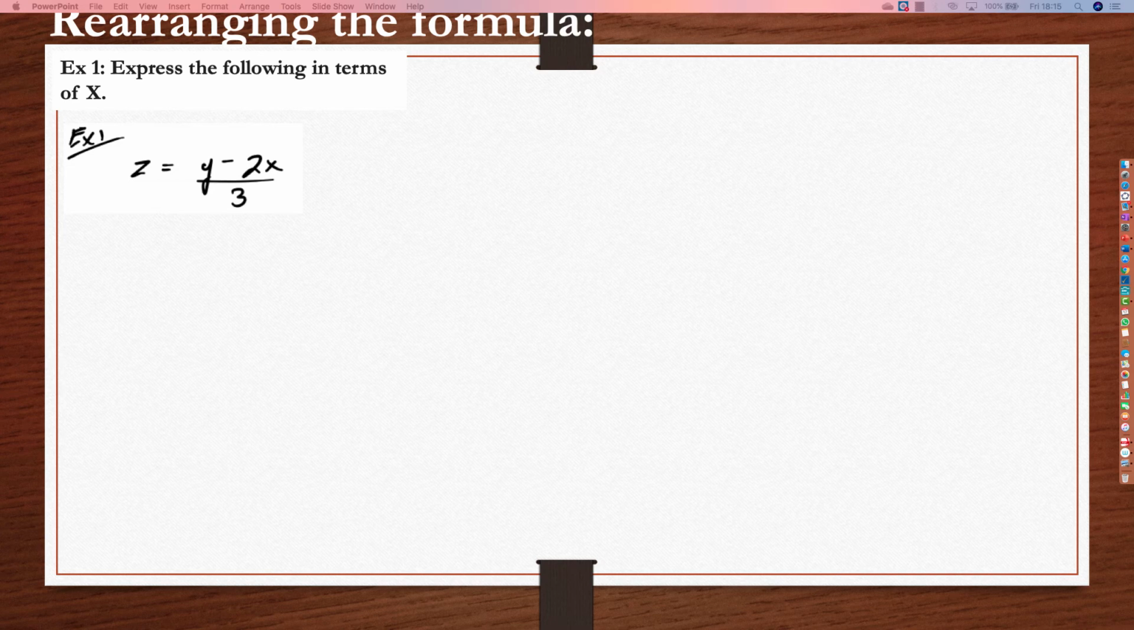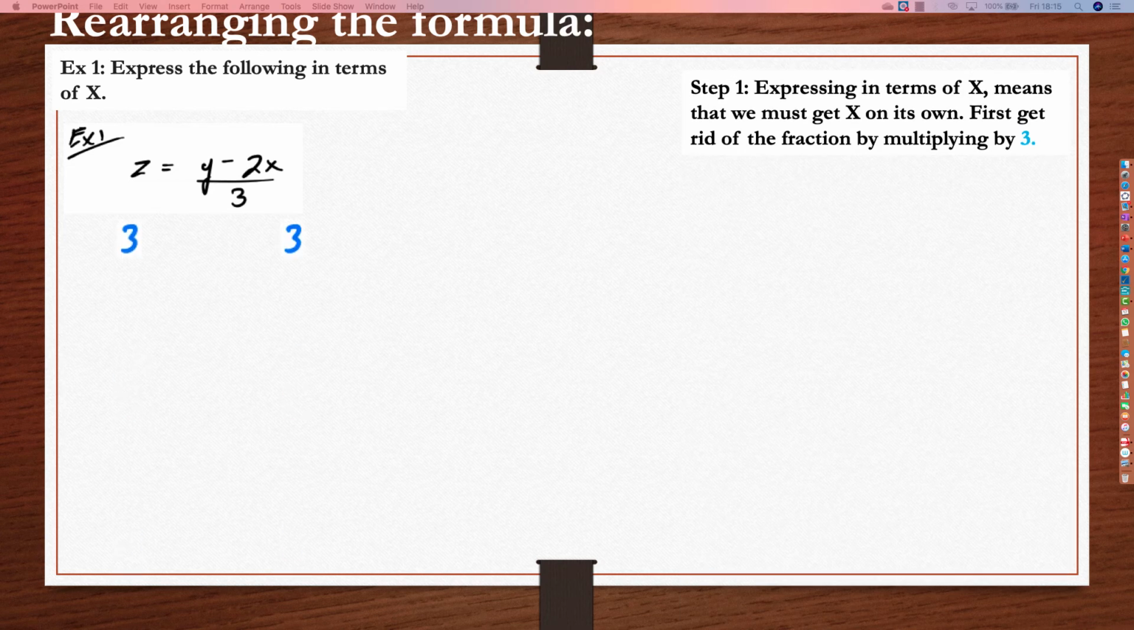Any idea how to get rid of the fraction first? Yeah, exactly. Multiply both sides by 3. You're going to multiply both sides by 3, and they're going to knock. Get rid of it. Right there on the bottom line, multiply across by 3, get rid of it.